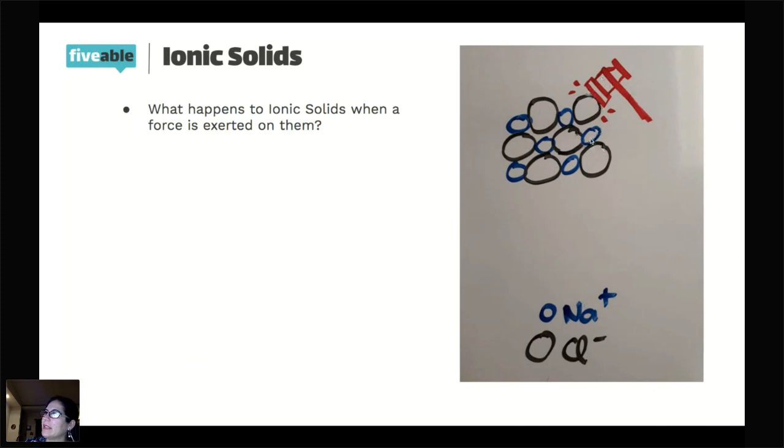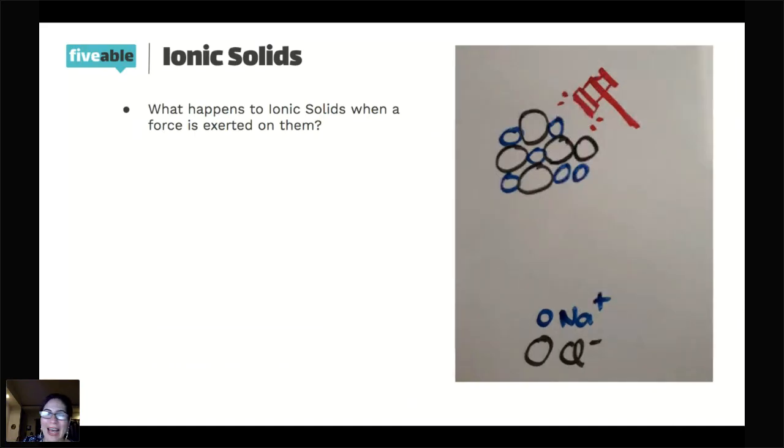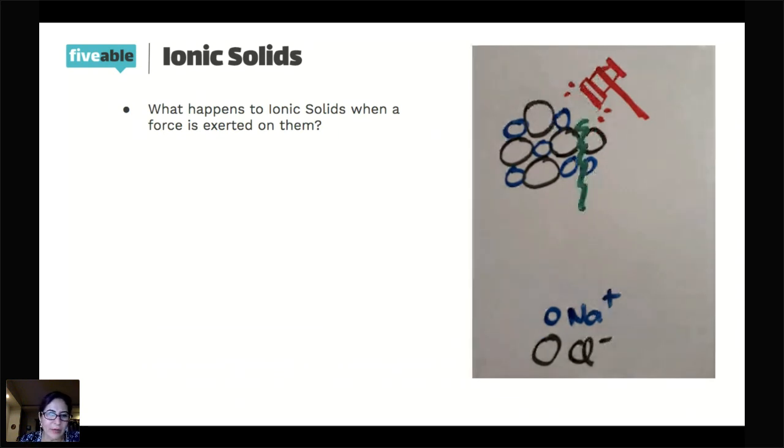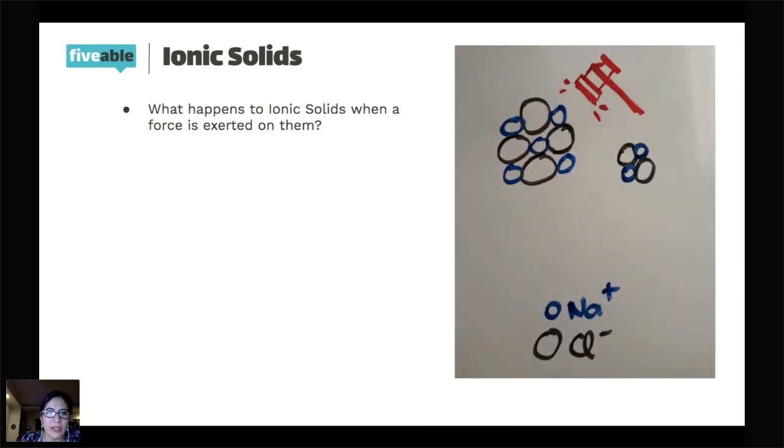If I hit the crystal lattice of sodium chloride from here, what will happen? The force could be enough to slide or move a little bit the ions. And now, instead of having a sodium and a chloride, I will have two chlorides together with a negative charge. What happens to things that have the same charge? Will they repel or attract? Exactly, same charge will repel. So then they will have a repulsion at that point, and it will break apart.